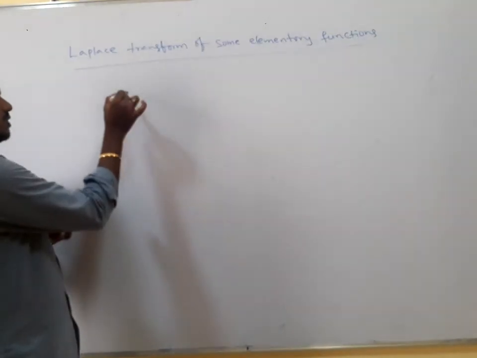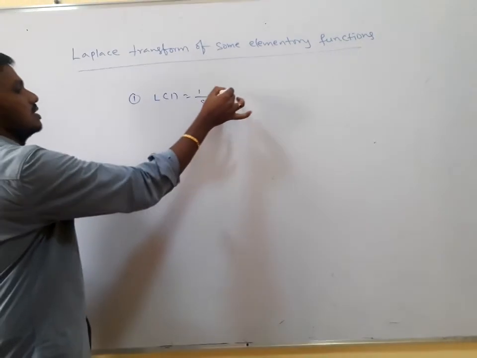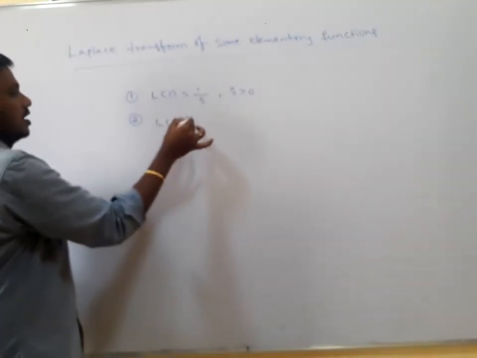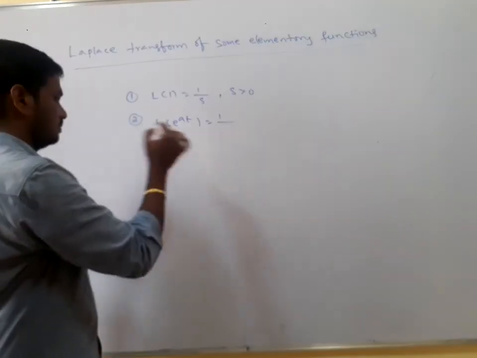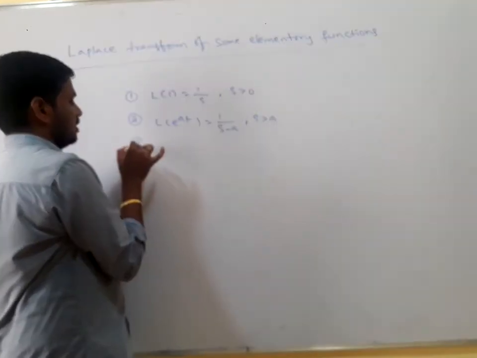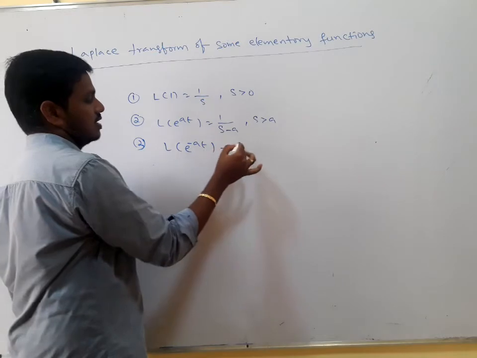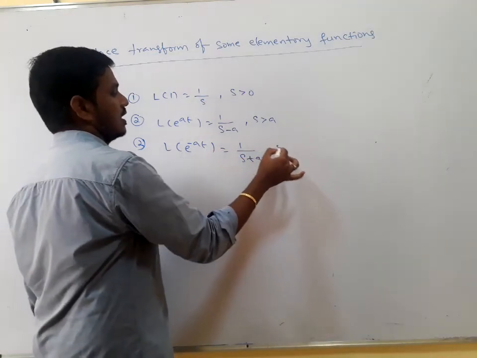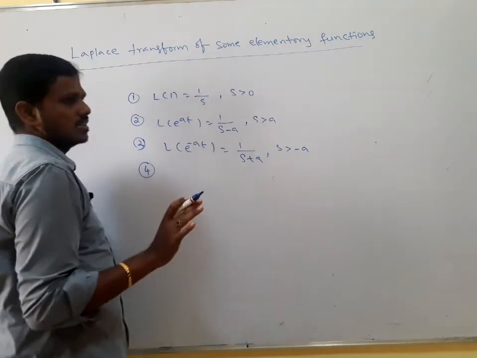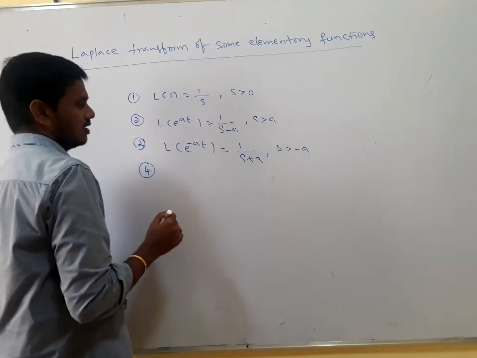Now, first one: the Laplace transform of 1 is equal to 1 by s, s is greater than 0. Second one: the Laplace transform of e to the power of at is equal to 1 by s minus a, s is greater than a. Third one: the Laplace transform of e to the power of minus at is equal to 1 by s plus a, s is greater than minus a. The denominator is always positive, so s is greater than minus a.